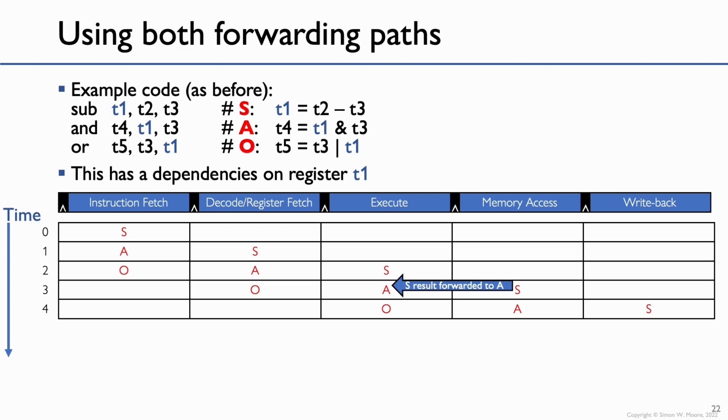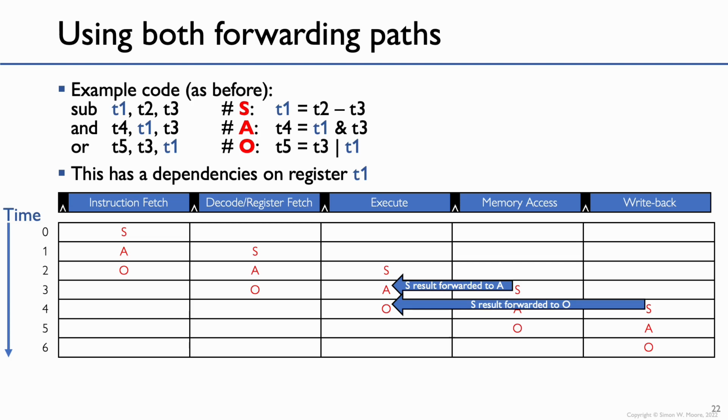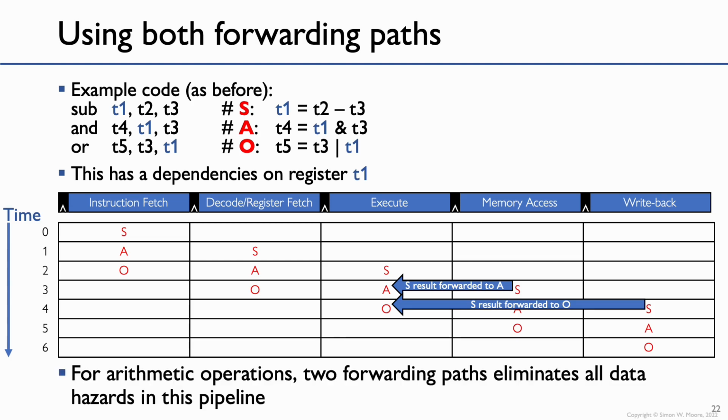It's also interesting to think what happens in this next step. So at this point, S has reached write back. It still hasn't actually written its value to the T1 register. However, we can use our original forwarding path for load instructions to forward the result to the execute stage, so that dependency is resolved, and so the instructions can proceed down the pipeline and everything's happy. So for arithmetic operations, using those two forwarding paths for this particular pipeline, it completely eliminates all the data hazards in the pipeline. So that's pretty cool.